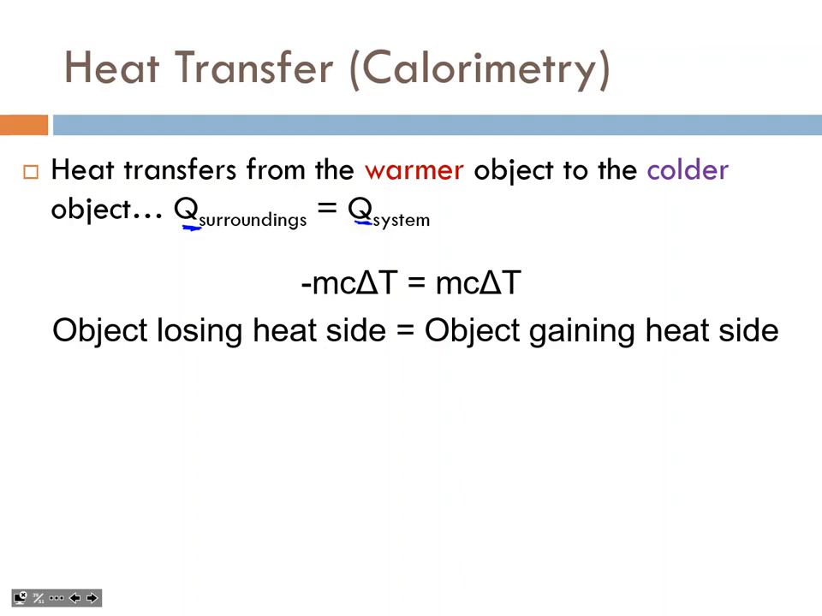So we have our Q equals Q here. The Q of the losing side equals the Q of the gaining side. And then we can substitute in our mcΔT. So the mcΔT of the losing side and the mcΔT of the gaining side can be equal to each other, because we know that the magnitude of the Q, or the heat number, is going to be exactly the same.